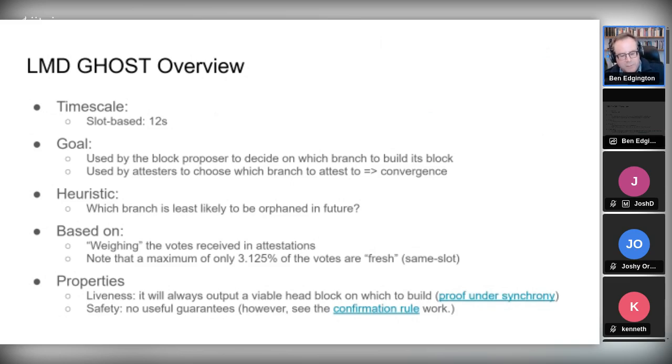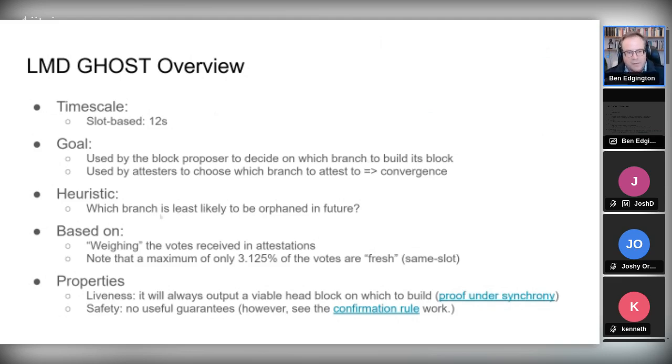One is if I'm proposing the next block, I want to know which block to build on that's least likely to be reorged out so that my block survives and makes it into the canonical chain. And it's used if I'm going to make an attestation in a slot. I need to know which is the best block to be attesting to in that slot. And the goal is that all of the nodes that share enough information will come to the same decision about this, and the network will converge on a single canonical chain.